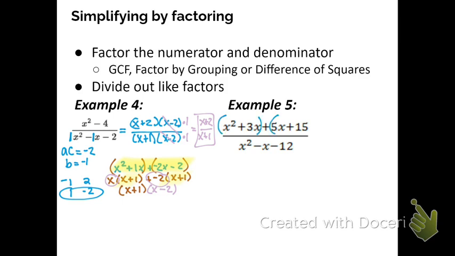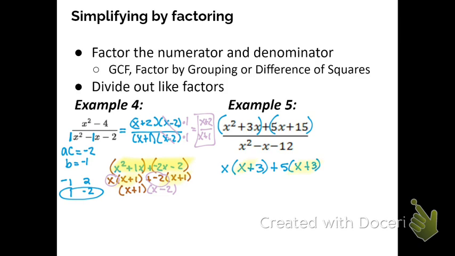We're going to group the first 2 terms and group the second 2 terms and do our mini GCFs right here. So in the first 2 terms, x squared plus 3x, that has a GCF of x. And when I factor that out, that leaves me with an x plus 3. And in my second set, 5x plus 15, that has a GCF of 5. And when I factor that out, that also leaves me with an x plus 3.